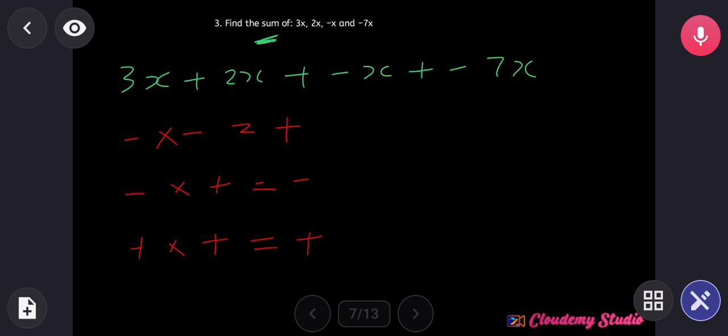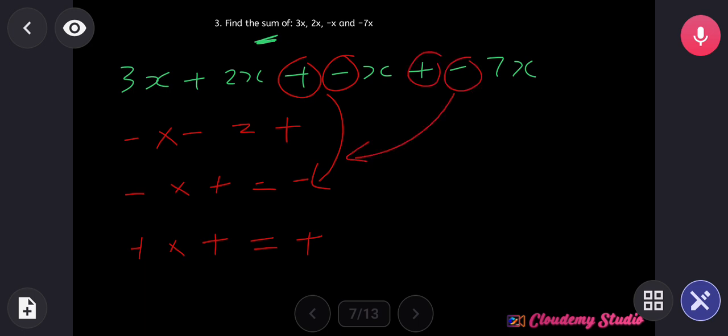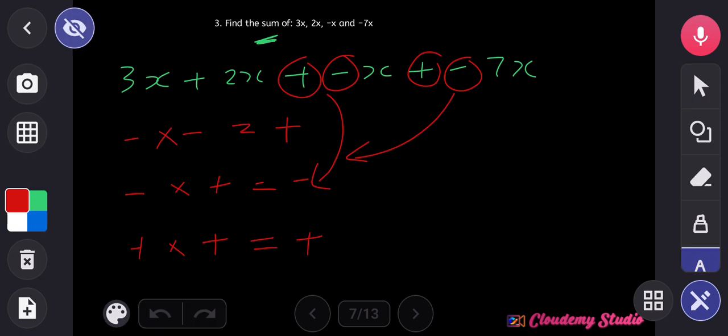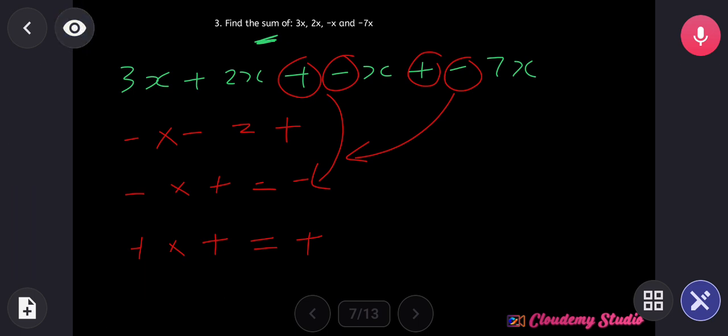Now, in this case, we know that this is plus times minus. What is plus times minus? I've given us the answer, that is minus. This is also plus times minus, which is minus. Which means we can write this as 3x plus 2x minus x minus 7x, right?